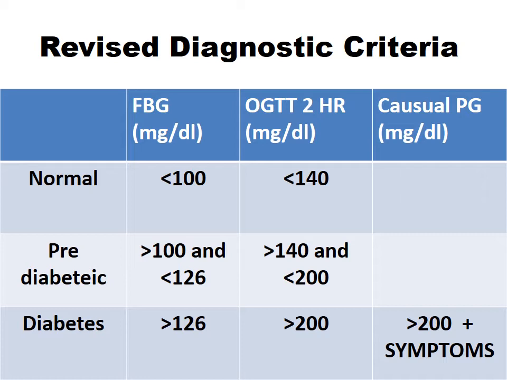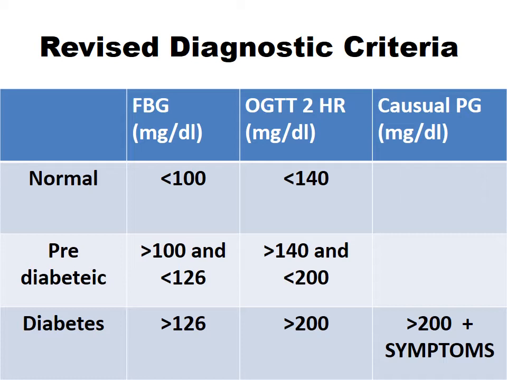In pre-diabetics, the fasting blood glucose level can be more than 100 and less than 125 milligram per deciliter. The oral glucose tolerance test, blood glucose should be more than 140 and less than 200.